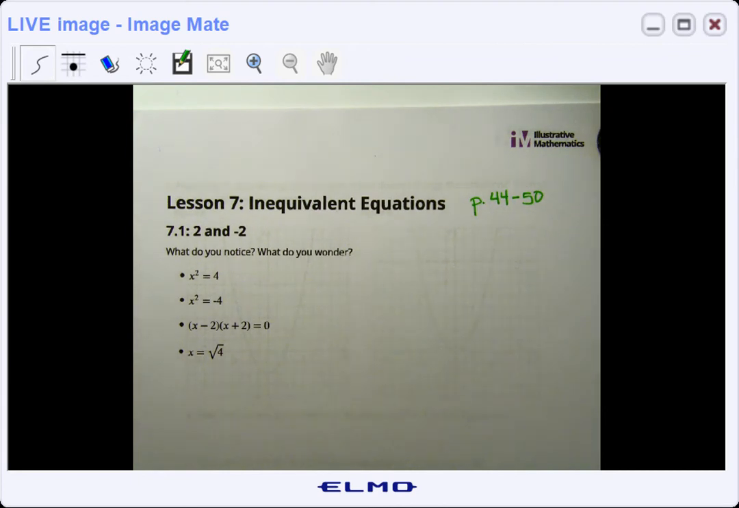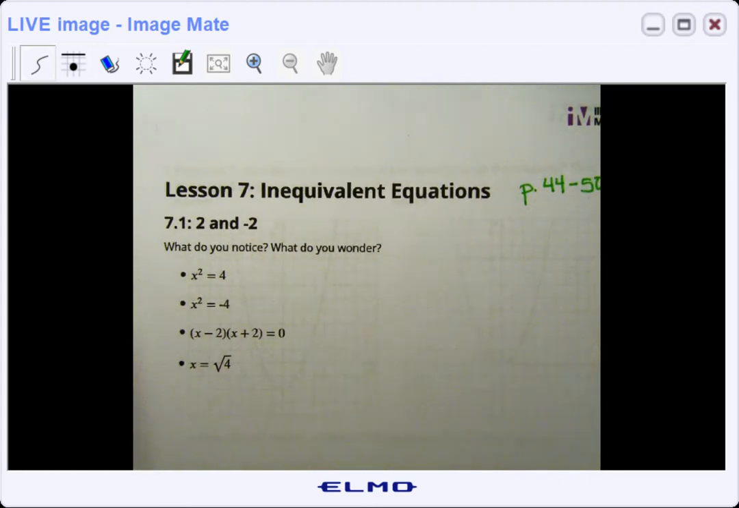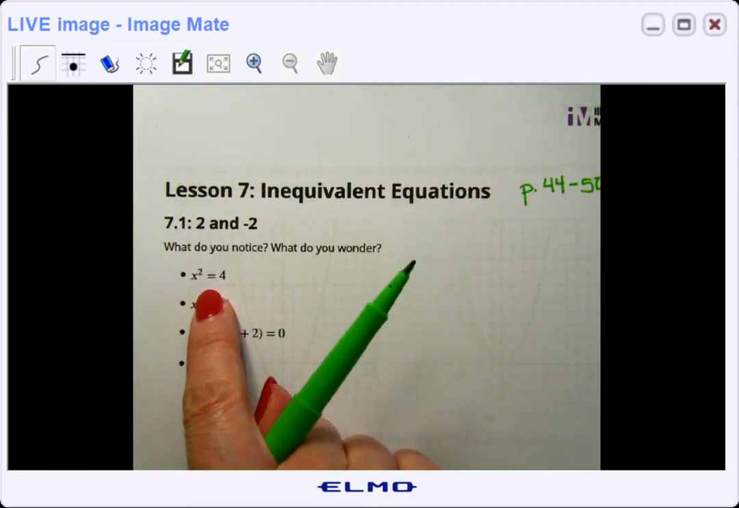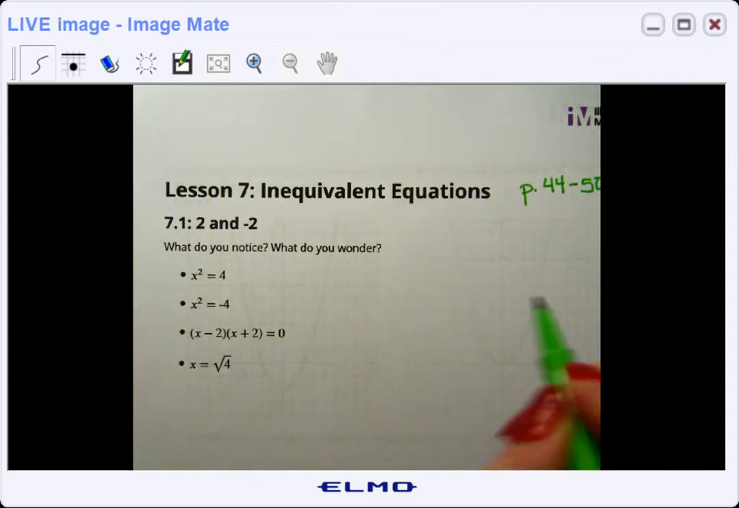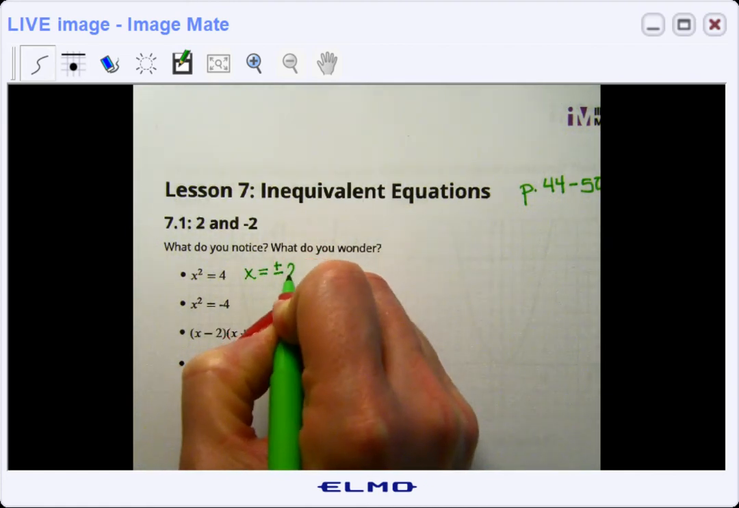So to begin with, we have this warm-up. What do you notice and what do you wonder? So we talked about x squared equations and square root equations. We talked about those the other day. And so when I look at these, it brings back some memories about what we learned about x squared equations, or equations like x squared equals 4. Let's remember this equation comes from a parabola, and so it has two solutions, positive 2 and negative 2.